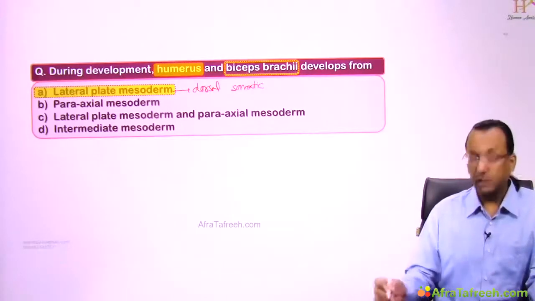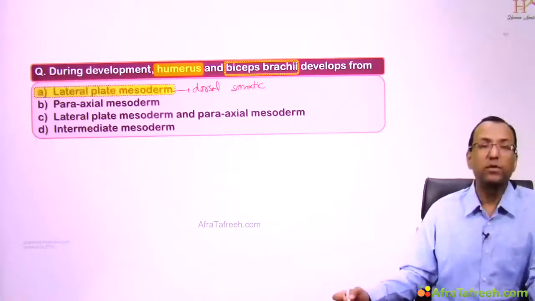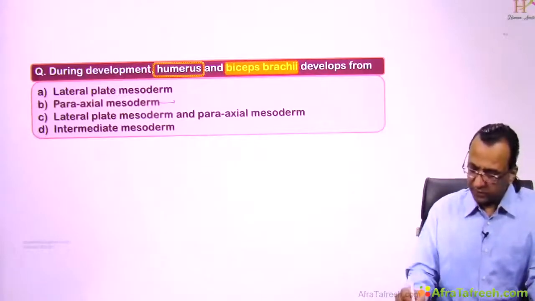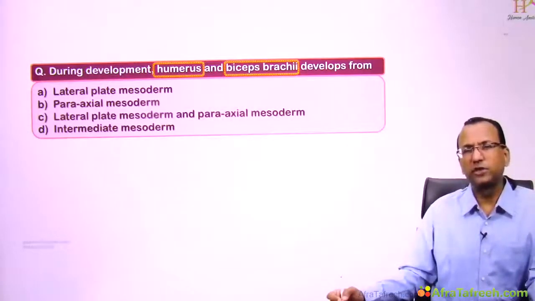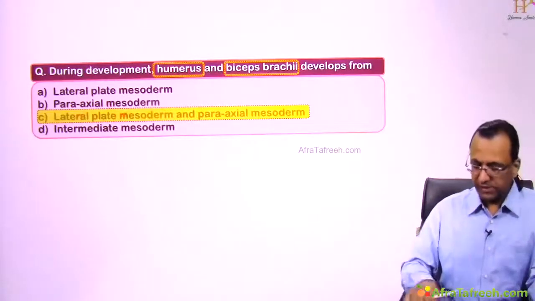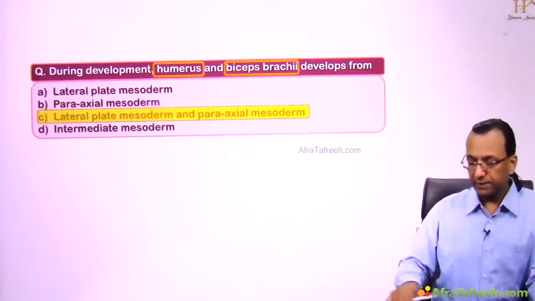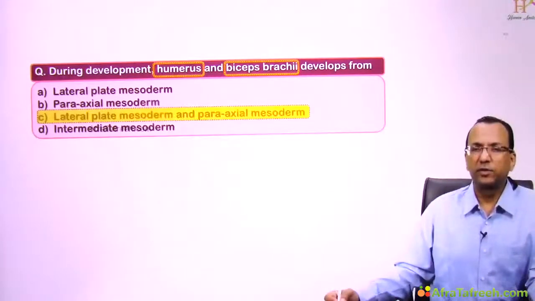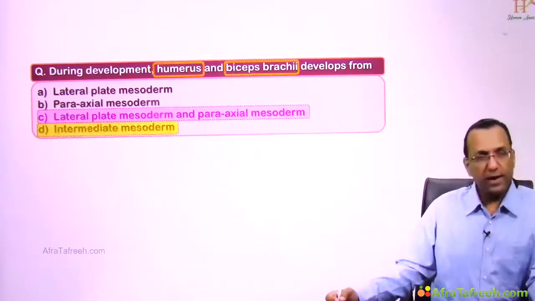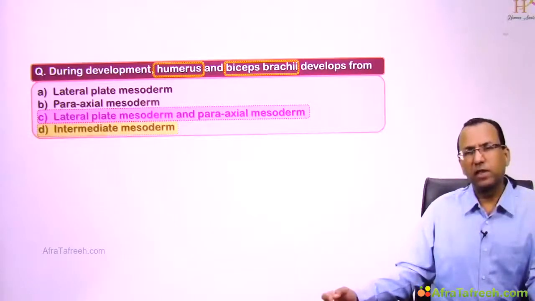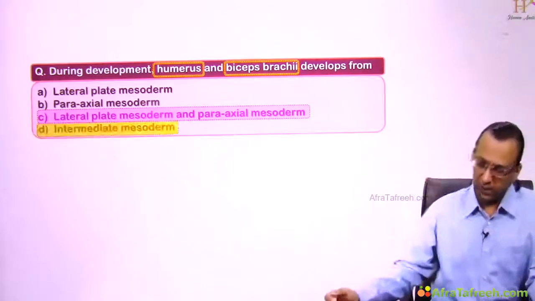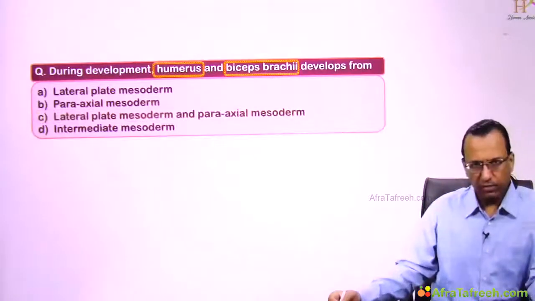If you say it is the dorsal and somatic portion, fine, that is for humerus. What about the biceps brachii? That would be the paraxial mesoderm. If you say it is the paraxial mesoderm, then I think the answer should be choice number C. Yes, because you are asking about the humerus bone. Humerus bone is lateral plate mesoderm and biceps brachii is the para-axial mesoderm. So like that, you have to practice some questions. What about the intermediate mesoderm? Intermediate mesoderm is forming the major portion of the genitourinary system, kidney, testis and ovaries. So we'll keep this answer. Yes, you have to keep that answer there.